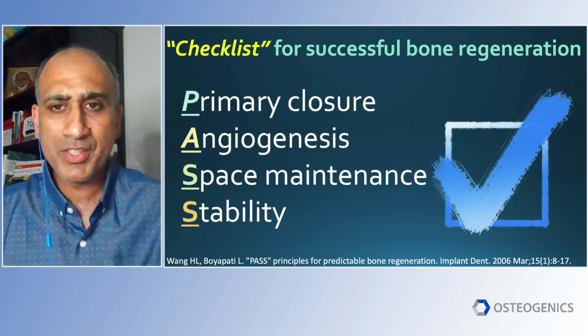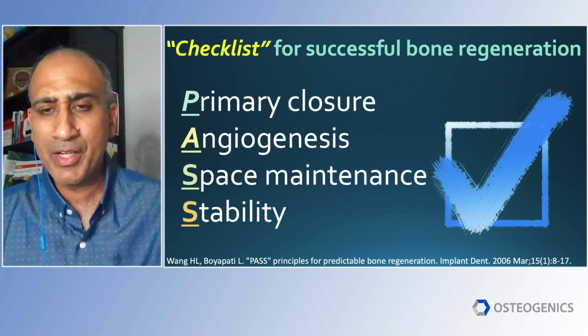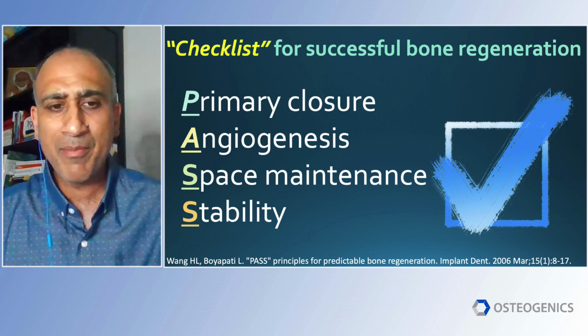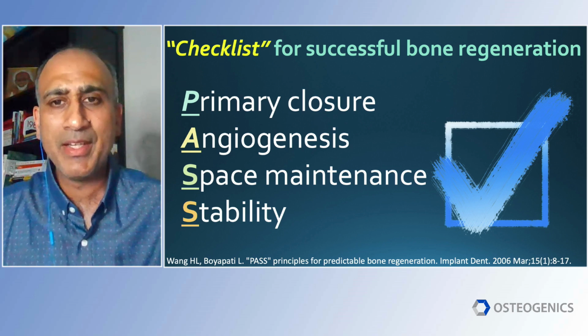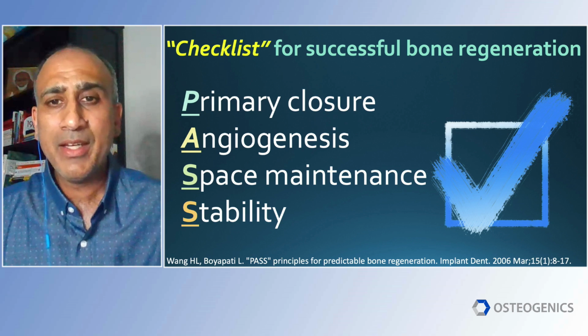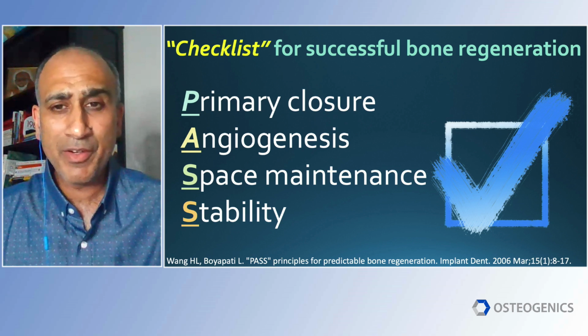We want a good source of blood supply. And so this is where patient and case selection becomes very, very important. Smokers typically are not good candidates because smoking impacts blood supply. Furthermore, patients that are medically compromised may have conditions that compromise their angiogenic capabilities. So blood supply, the ability for angiogenesis, is very, very important.